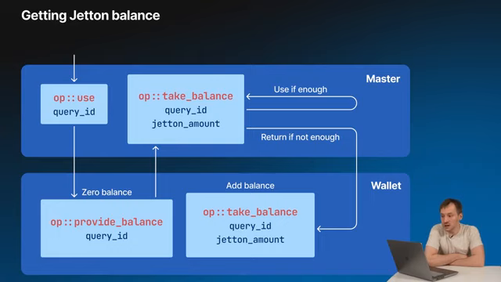Let's implement an alternative. In this picture, you can see that the master sends a provide balance message to the wallet. The wallet zeroes its balance and sends back a take balance message. The master receives the money, decides if it has enough and either uses it, debits something in return, or sends it back to the wallet. So that is somewhat like getting the balance.